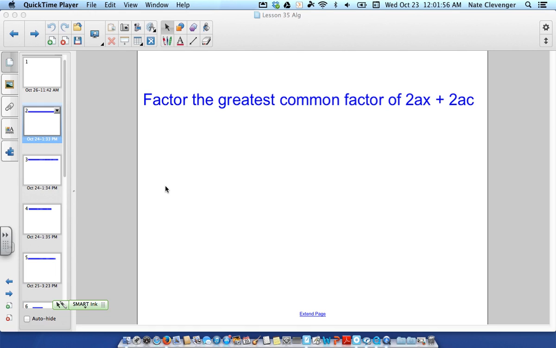But anyway, we talked the other day about factoring. Well, actually, we found the greatest common factor. We haven't talked about factoring the greatest common factor. That's what we're doing today.